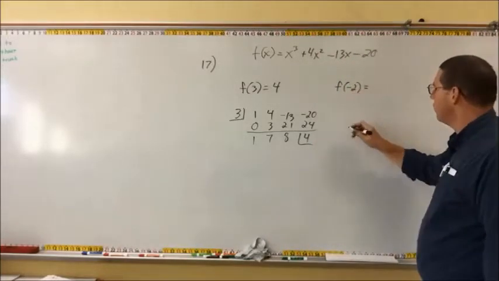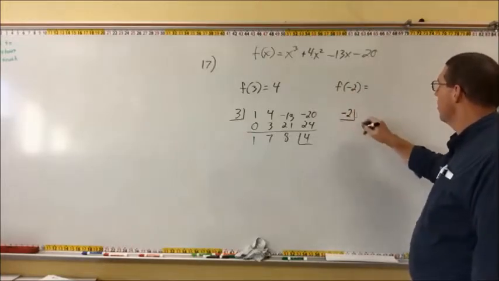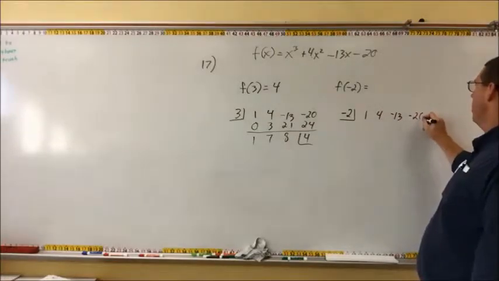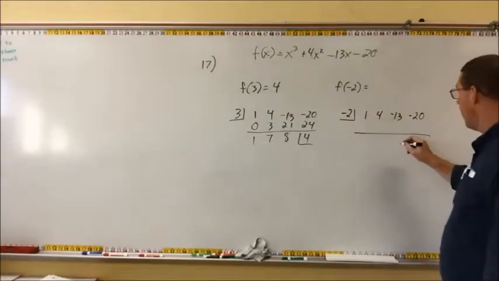Now we're going to do negative 2. So we put negative 2 in the half box. We bring down a 1, a 4, a negative 13, and a negative 20. Right? And then we'll put a 0 here.